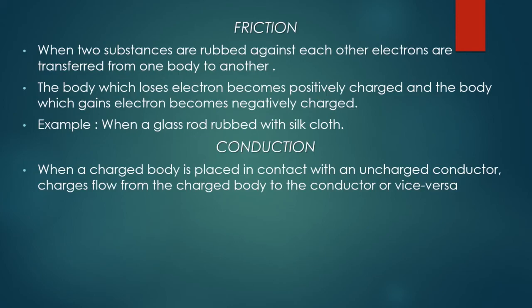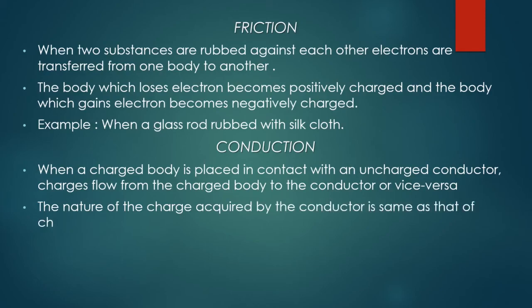Basically, consider 2 stones. A stone is charged. B stone is not charged. When both of them are in contact, the charges from the charged body, that is the A body, flow to the B body because it is the uncharged conductor. That is, the B is uncharged. Moving on. The nature of the charge acquired by the conductor is same as that of the charged body.